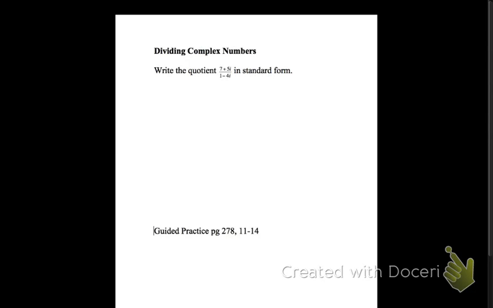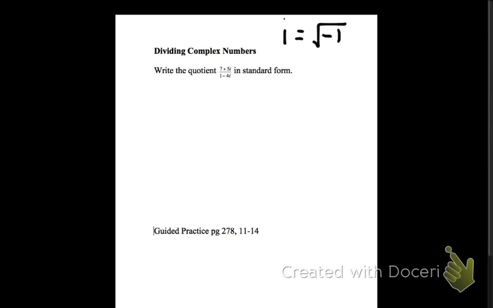We cannot leave it as it is because looking at the denominator, there is an i in the denominator, and we know from this lesson that i is the same thing as the square root of -1, which means we have a radical in the denominator. Therefore, we must simplify.